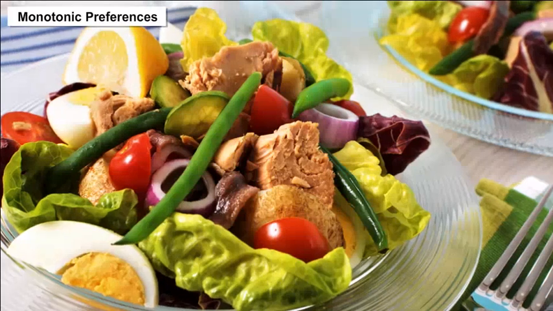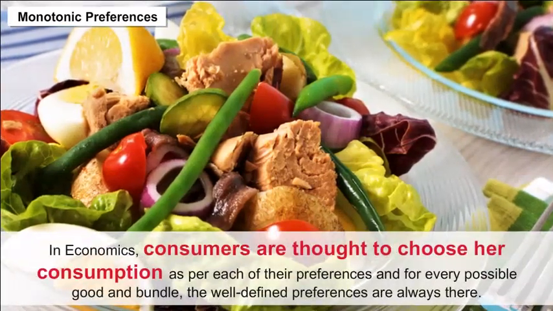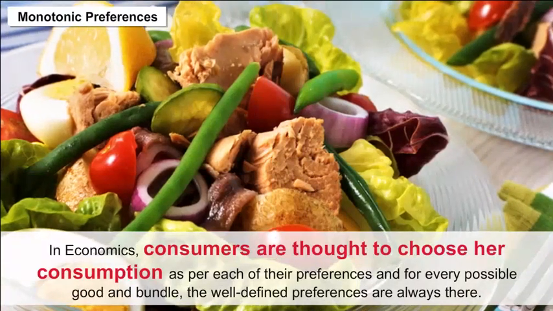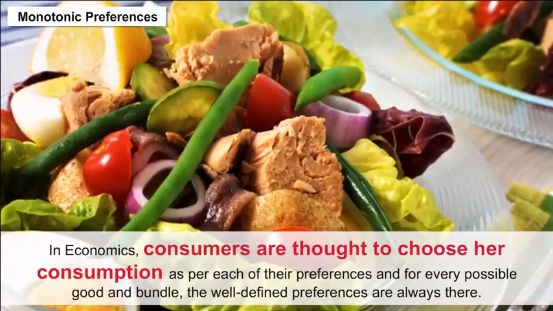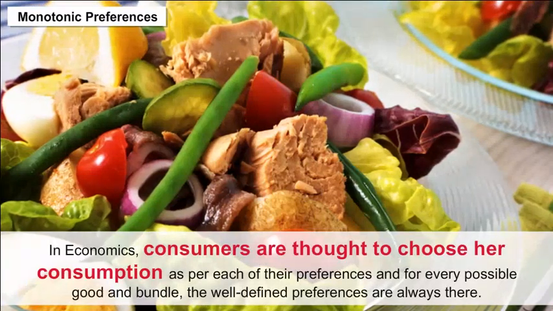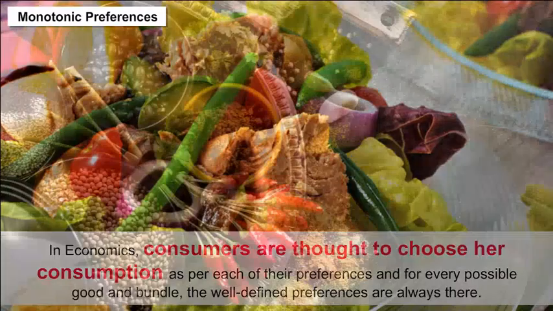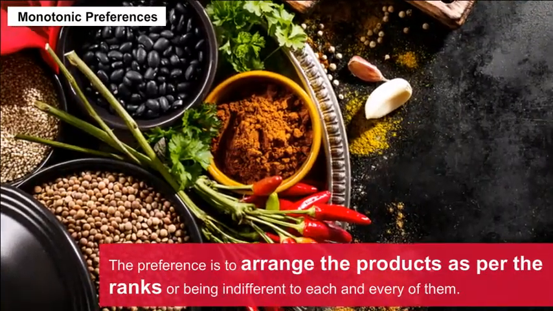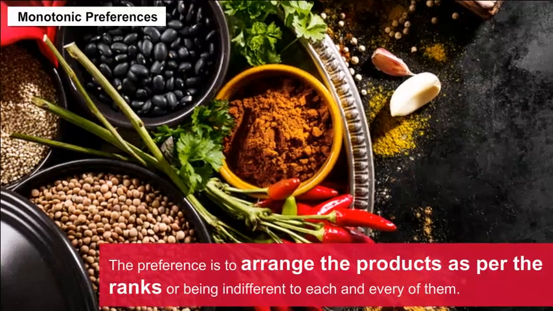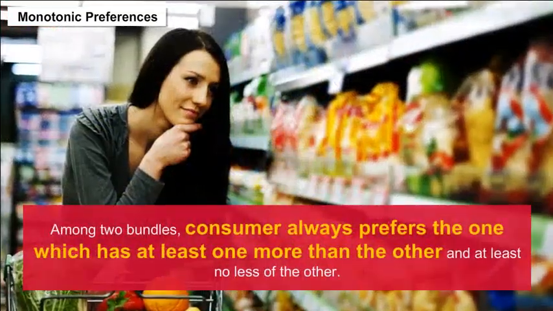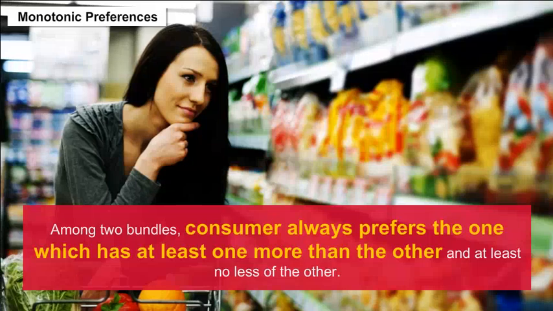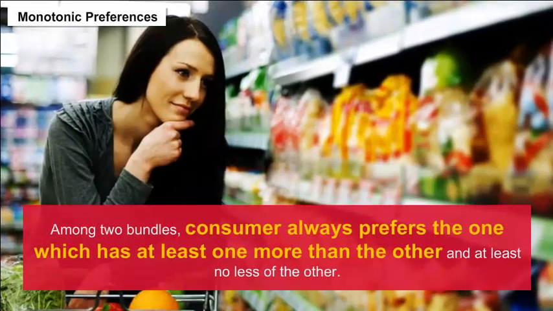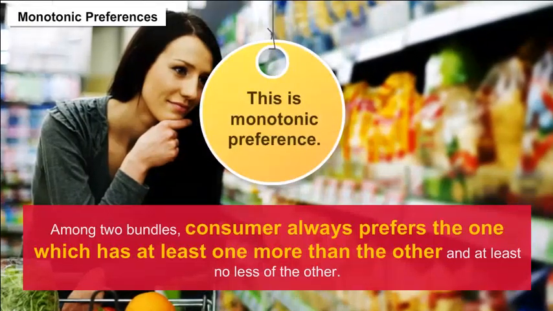Monotonic preferences. In economics, consumers are assumed to choose their consumption as per their preferences, and for every possible good and bundle the well-defined preferences are always there. That is, the preference is to arrange the products by rank or to be indifferent between them. Among two bundles, the consumer always prefers the one which has at least one more of a good and at least no less of the other. This is monotonic preference.